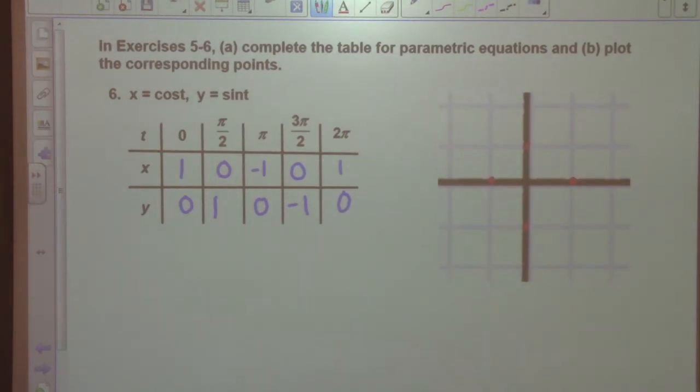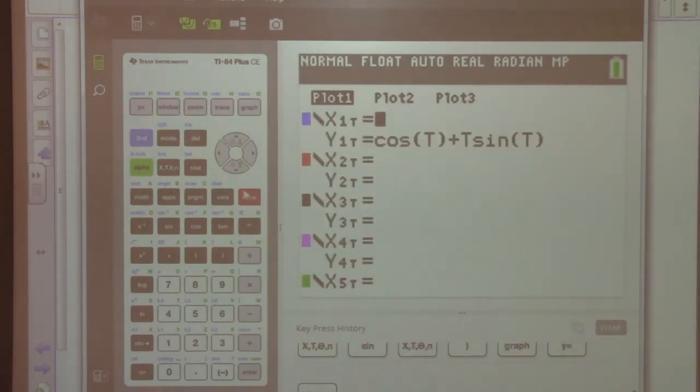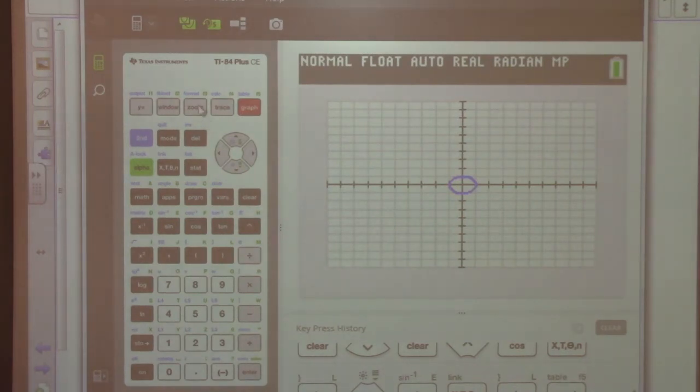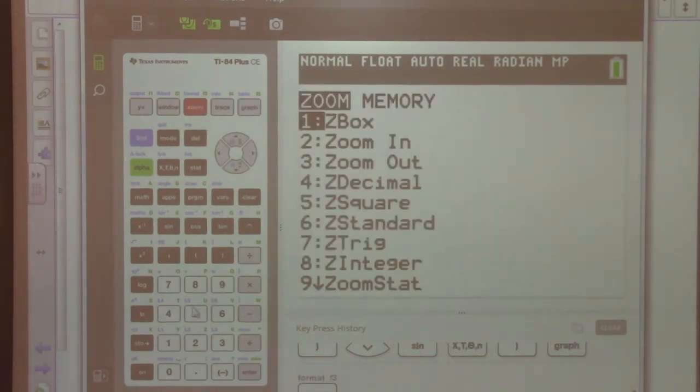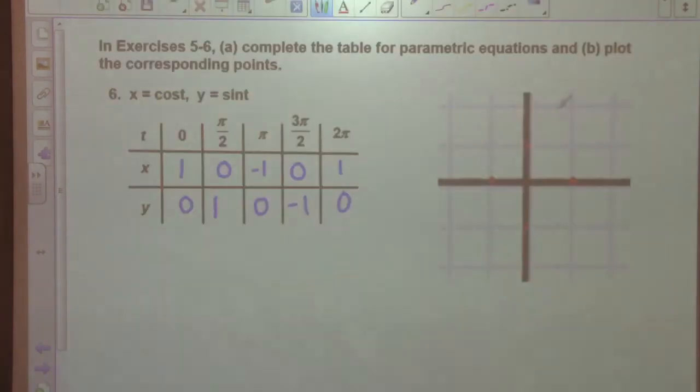So just kind of confirming what's going on in your calculator, we can go to cosine t, sine t, and when you graph this, you'll get something that looks like that. If you go to zoom square, you'll square it up. So you get what? A little circle. What circle do we call this?